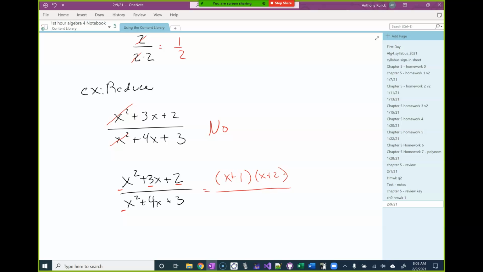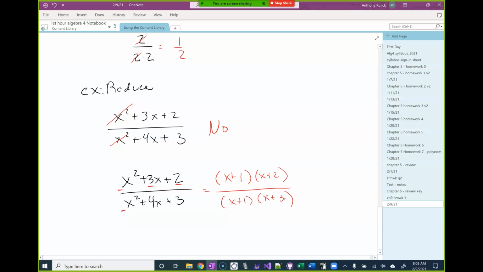We can do the same thing in the denominator. How does the denominator factor? 1 and 3. Very good. So x plus 1 times x plus 3.